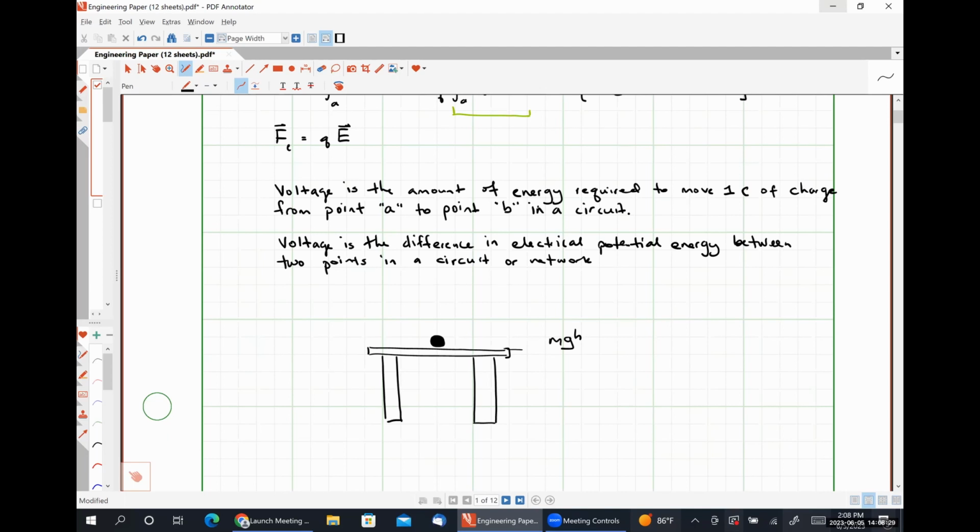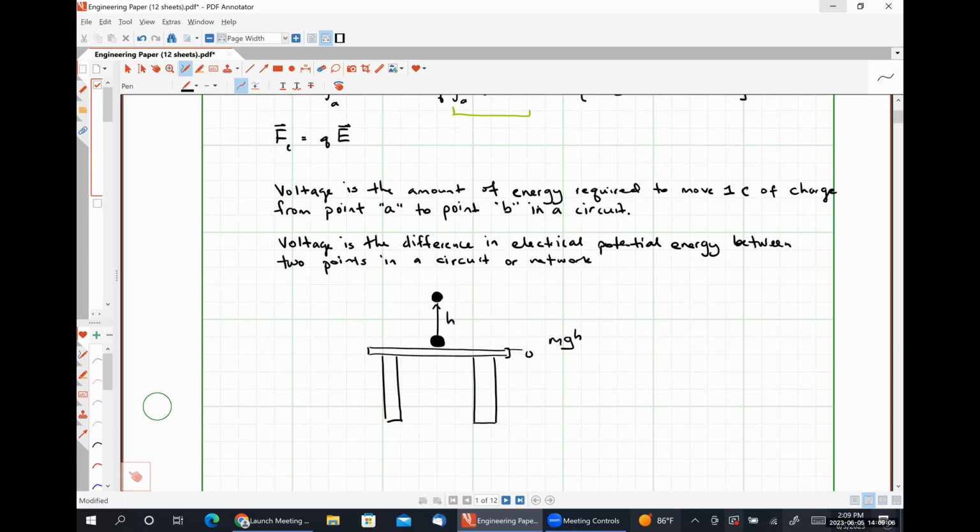So if we consider the surface of this table to be height 0, and we were to raise this ball or whatever to some height h above the surface of the table, we have imparted some potential energy on the system. Well, voltage is literally the exact same thing, but instead of gravitational potential energy, it's electrical potential energy, which means whenever we see a voltage, that means that one point in the circuit is at a higher potential energy than some other point.